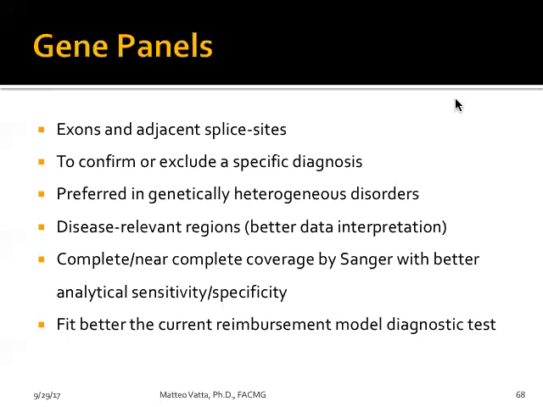So better metrics can also lead to better sensitivity and specificity. And it fits better with the current reimbursement model for diagnostic tests. Insurance companies are much more inclined to accept testing from a gene panel rather than going straight to exome or genome.